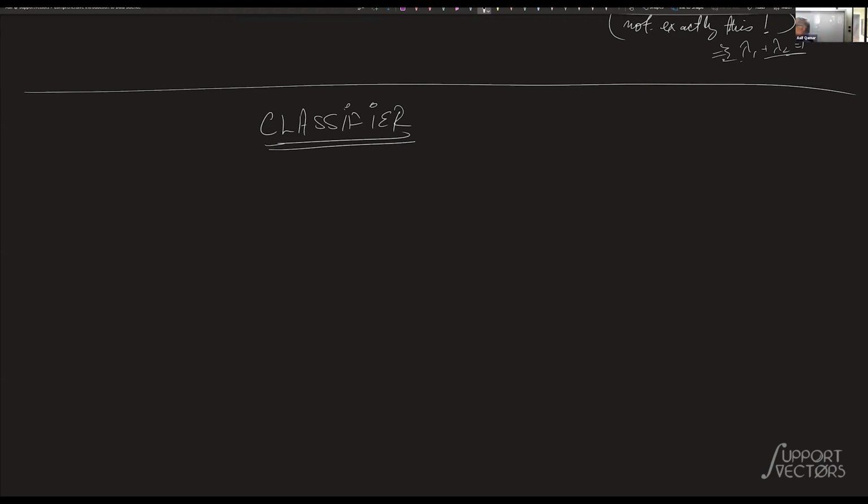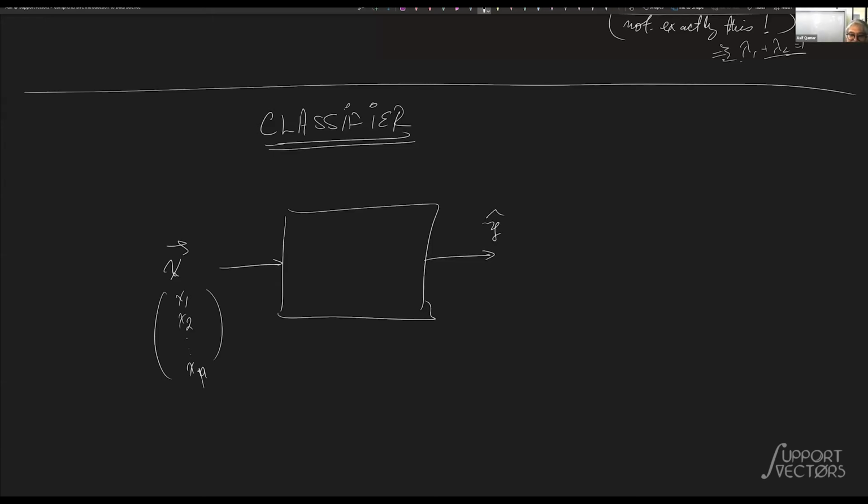So classifiers, what are classifiers? Just to compare, regression was a box, if you think of it as that, in which the input vector went in, made up of x1, x2, up to xp, p predictors, and what came out? A y hat came out.